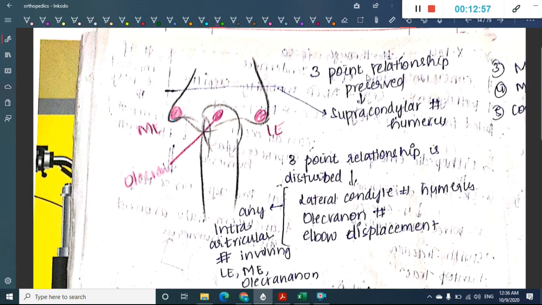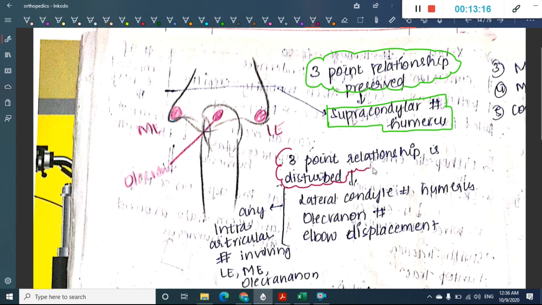So where is this 3-point relationship preserved? It is preserved in supracondylar fracture of humerus, right? Next, where is this 3-point relationship disturbed? In which case do you see this disturbance of the 3-point relationship? This 3-point relationship is actually disturbed in 3 conditions.